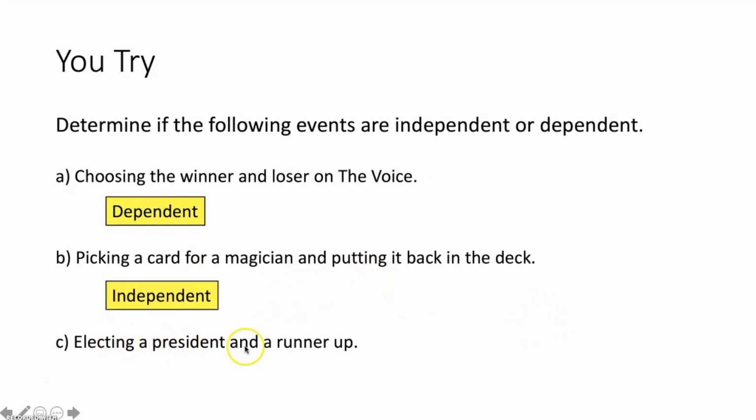Lastly, electing a president and a runner-up. So if we have two people to choose from in an election, one is going to be the winner and one is going to be the runner-up, meaning that if we choose one person to be the winner, they cannot also be the runner-up. So your first choice for the winner is going to affect your next choice for the runner-up. Therefore, this would be considered a dependent event.